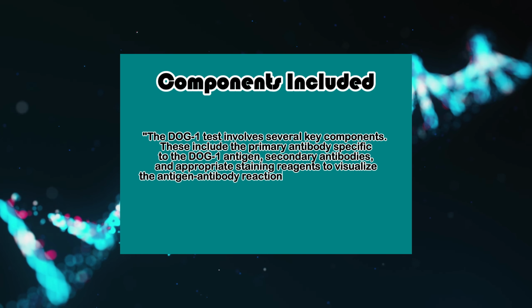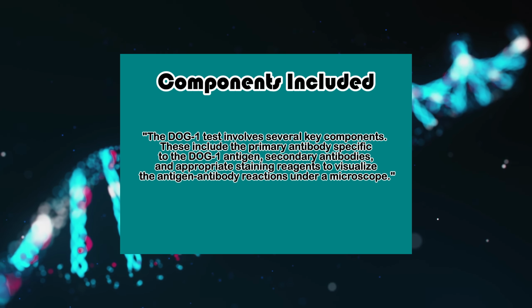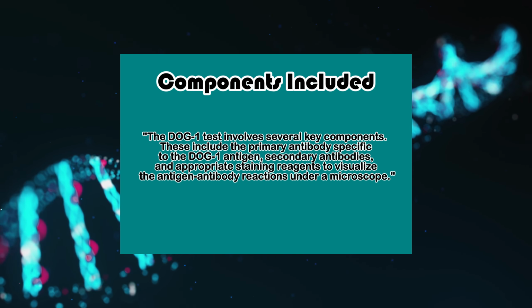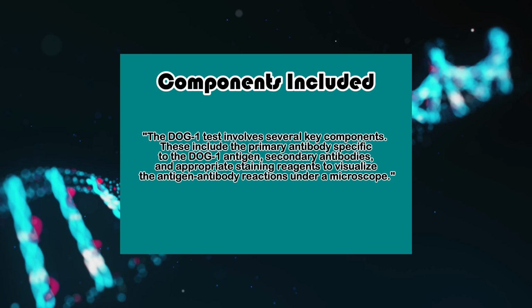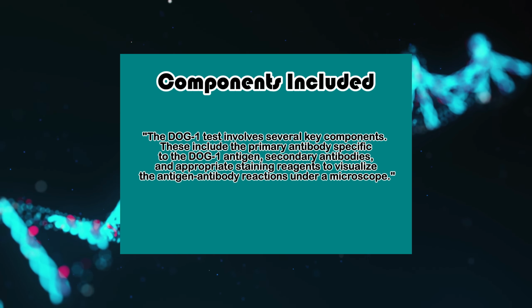Components included. The DOG-1 test involves several key components. These include the primary antibody specific to the DOG-1 antigen, secondary antibodies, and appropriate staining reagents to visualize the antigen-antibody reactions under a microscope.